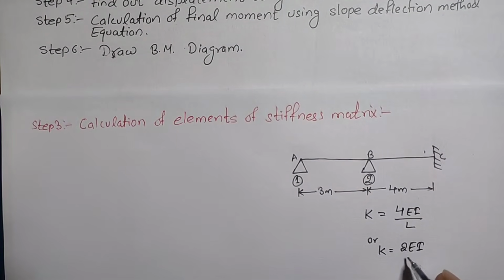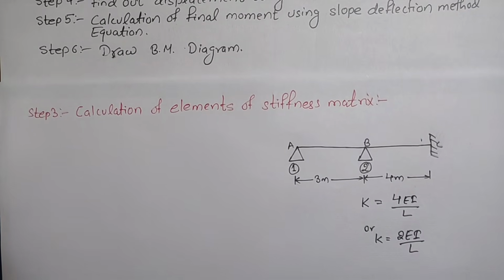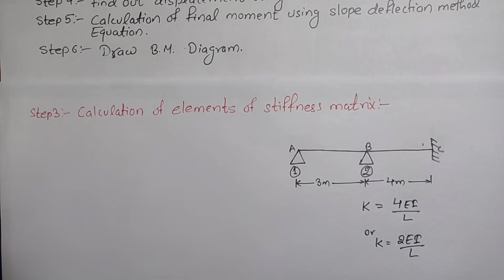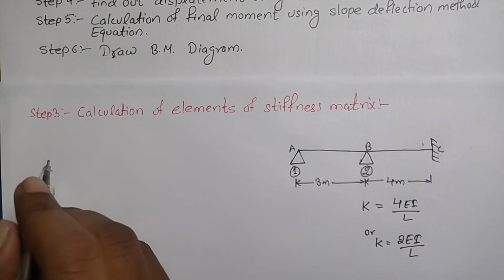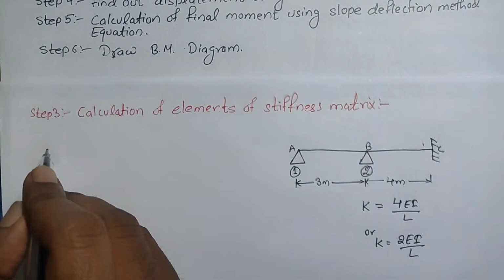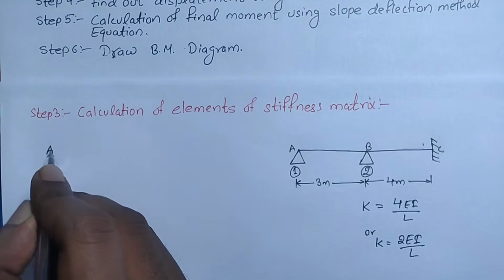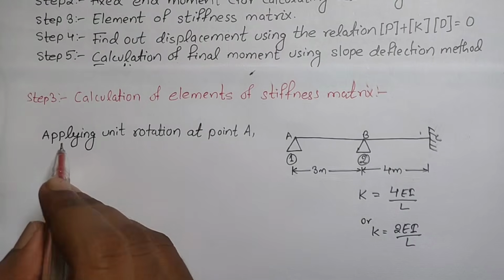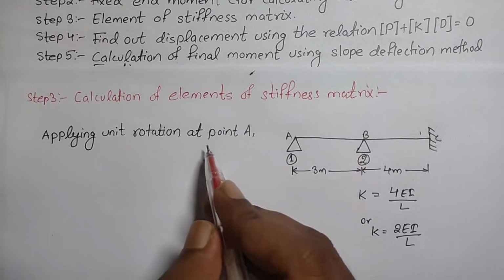2 EI upon L. So guys, now watch this step 3 very carefully, because most students face difficulty in calculating the element of the stiffness matrix, which is not that difficult. Just watch this step carefully and you will clear all your doubts and concepts related to this method. So guys, let us apply the unit rotation at point A. The point is applying unit rotation at point A.